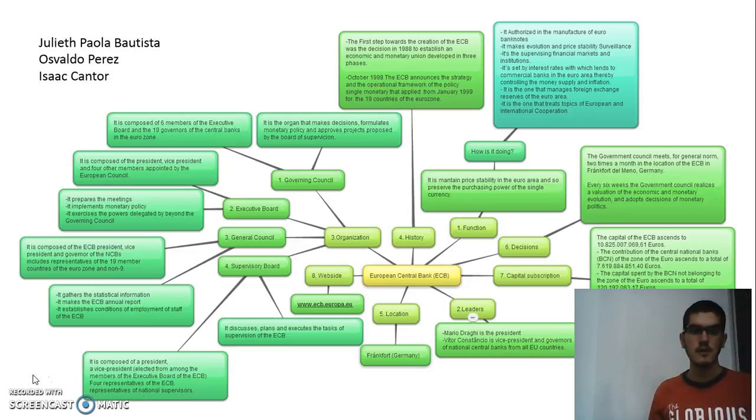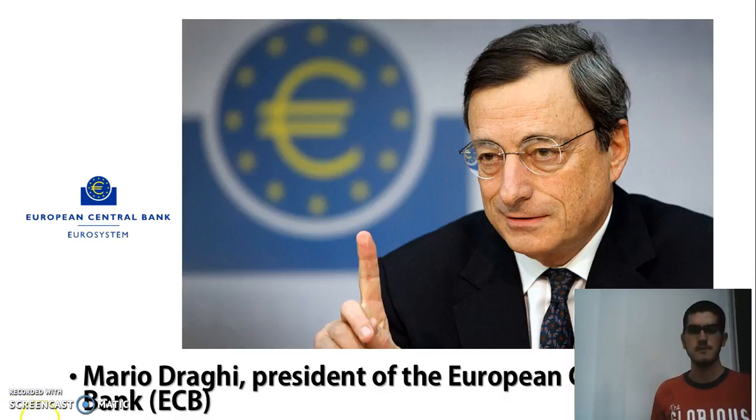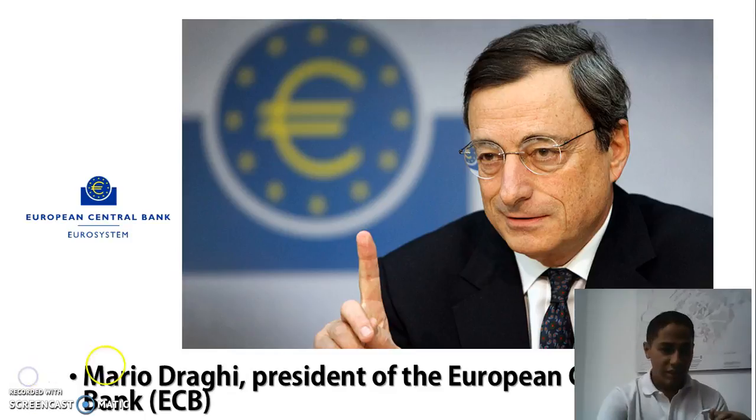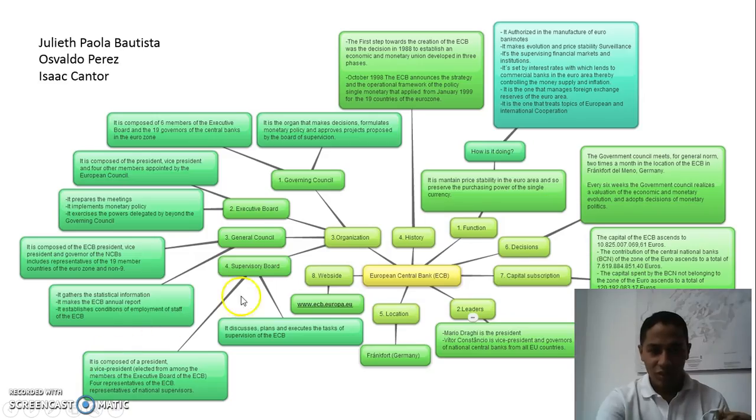The purpose of the Executive Board is that it prepares the meetings, implements monetary policy, and exercises the power delegated by the Governing Council. In this picture, we can see the president of the European Central Bank. He is Mario Draghi. Continue with the organization.